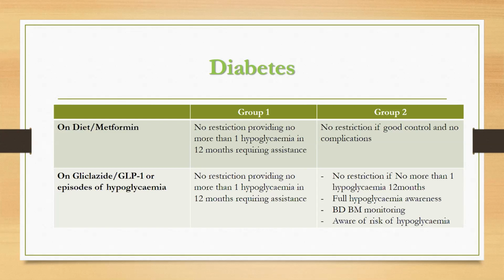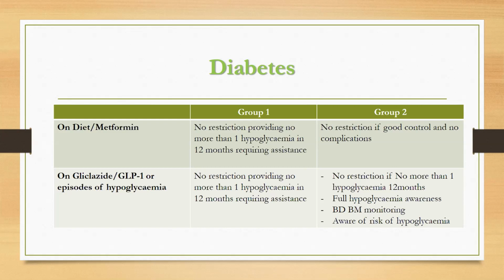Regarding Group 1, there is no restriction provided there is no more than one hypoglycemic episode requiring assistance in 12 months. For Group 2, there is no restriction if there is good control and no complications. If the patient is on a sulfonylurea or GLP-1, or has had any episodes of hypoglycemia, for Group 1 there is no restriction provided there is no more than one hypoglycemic episode requiring assistance in 12 months. However, for Group 2, there is no restriction if there is no more than one episode of hypoglycemia in the previous 12 months.